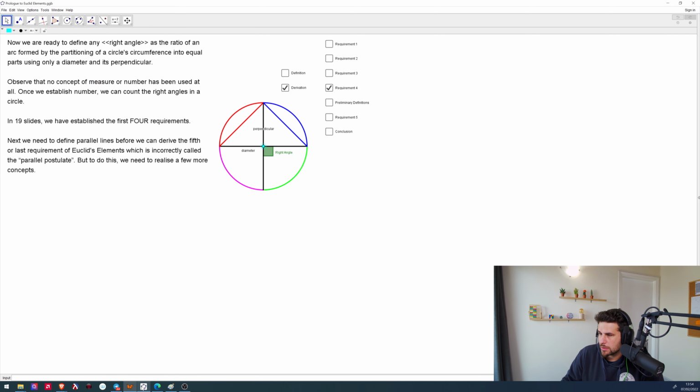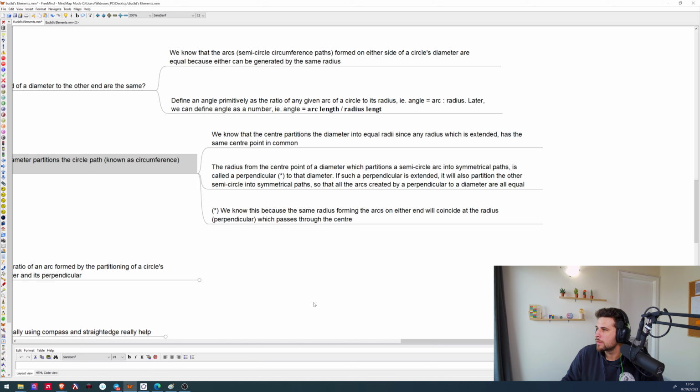So it's this line here, perpendicular to that diameter. If such a perpendicular is extended, it will also partition the other semicircle into symmetrical paths, so that the arcs created by a perpendicular to a diameter are equal. And yes, we know this because the same radius forming the arcs on either end will coincide at the radius perpendicular which passes through the center.